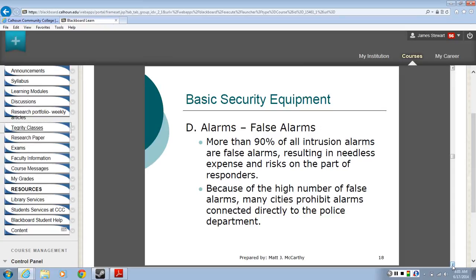But can you really afford not to investigate every single alarm that goes off? No, you've got to investigate it. We do have false alarms, but it's just one of the things that we've got to do is investigate them to make sure that somebody's not doing something wrong.